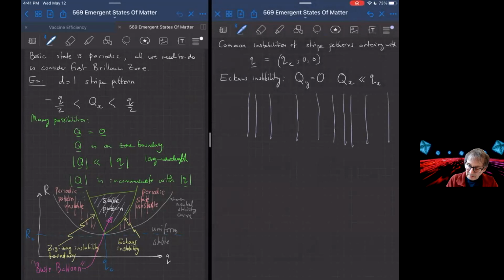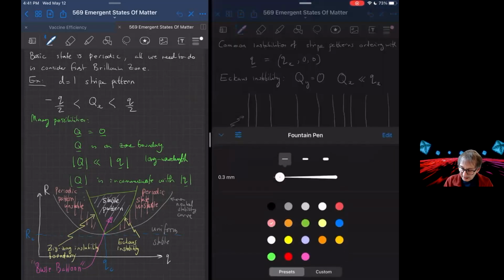Okay, so these things are meant to be stripes. This is the x direction. And what you can see is that the spacing between them has varied in the x direction. So this is a period changing instability. So that's the Eckhaus instability.